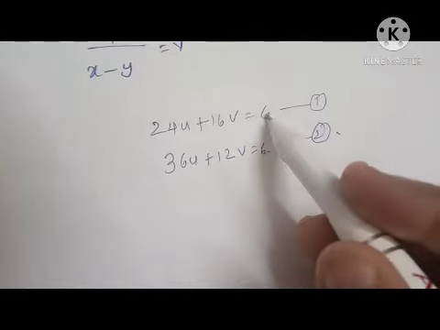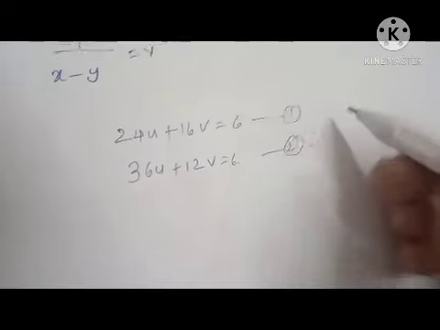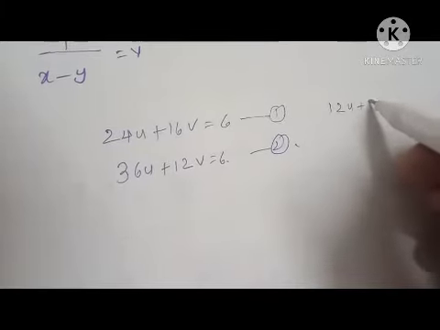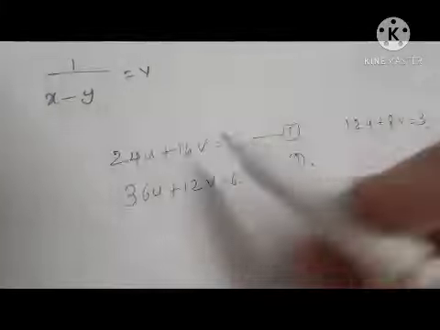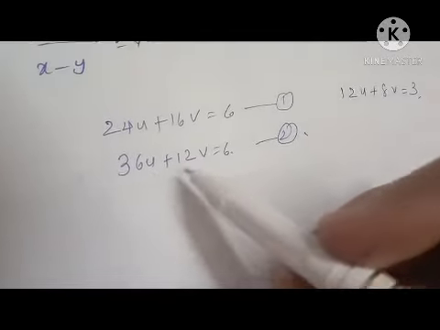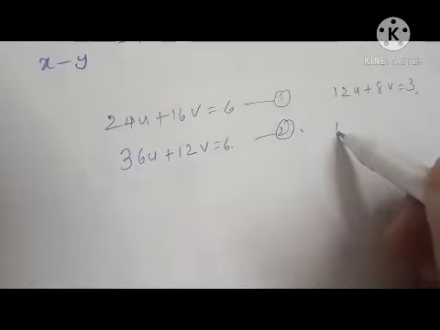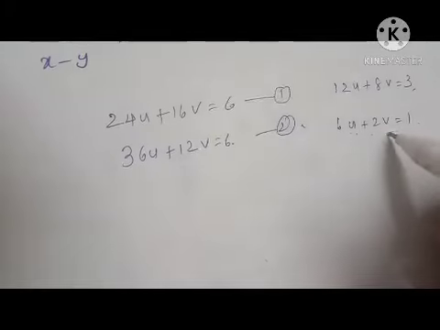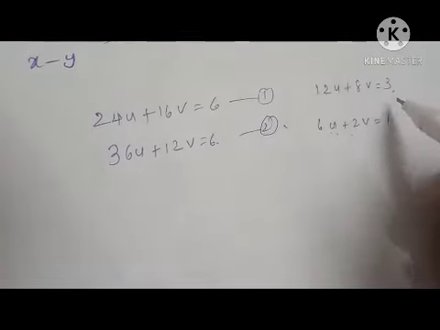24, 16 and 6 have 2 as the common factor. So we will get this as 12u plus 8v equal 3. Then here these all have the common factor as 6 itself. Then what we will get? 6u plus 2v equal 1. Anyway you can simplify. Okay.